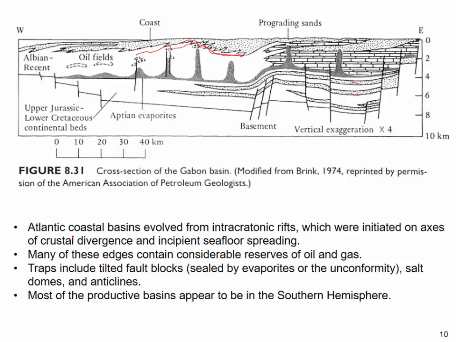Right? So the Atlantic coastal basins evolved from intracratonic rifts which were initiated on the axis of the continental divergence and the incipient seafloor spreading. Many of these basins contain considerable reserves of oil and gas, and traps include tilted fault blocks sealed by evaporite or the unconformity, and salt domes and their declines. Many of their productive basins appear to be in the southern hemisphere.